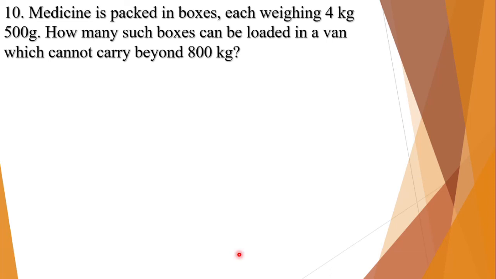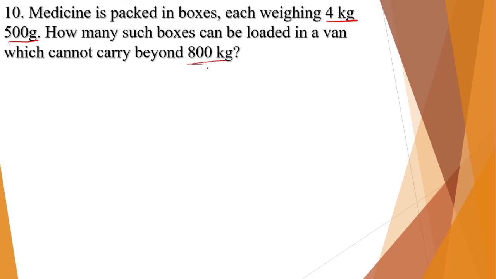Now the 10th question is, medicine is packed in boxes, each weighing 4 kg 500 grams. How many such boxes can be loaded in a van which cannot carry beyond 800 kg? Now, here medicine is packed in boxes and each box is weighing 4 kg 500 grams. And there is a van which cannot carry beyond 800 kg. So how many boxes can be loaded in that van?